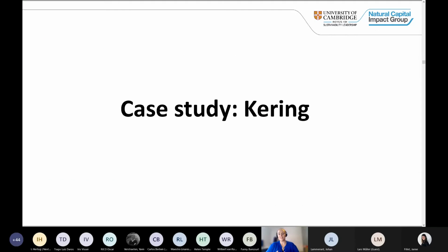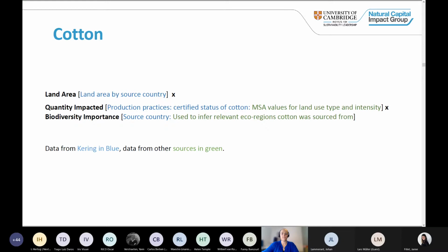So now I'm going to dive into the real case studies using real data. First up, we have KERING, which is a global luxury fashion house that represents a number of very well-known brands. KERING have been doing a lot of work on biodiversity in their supply chains. They've pioneered the environmental profit and loss approach, and they've recently published their own biodiversity strategy. Next slide.